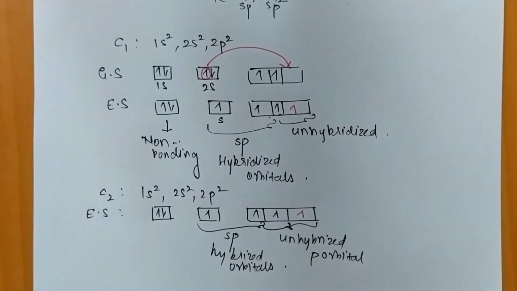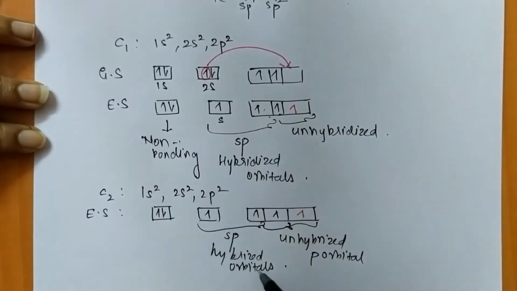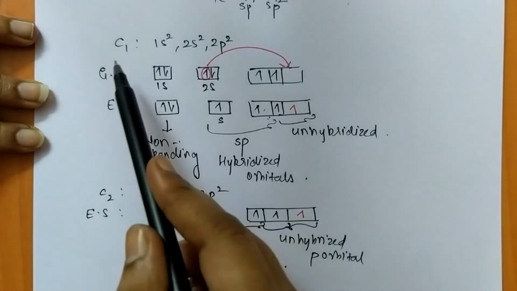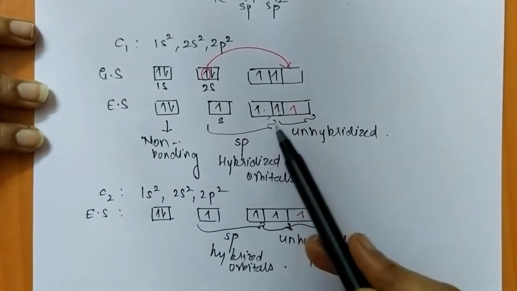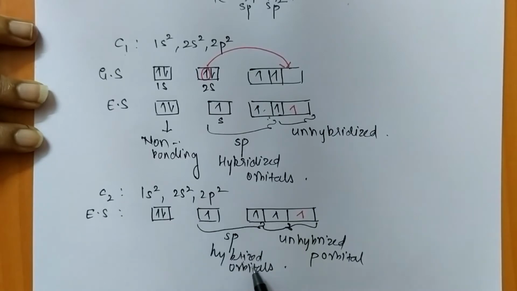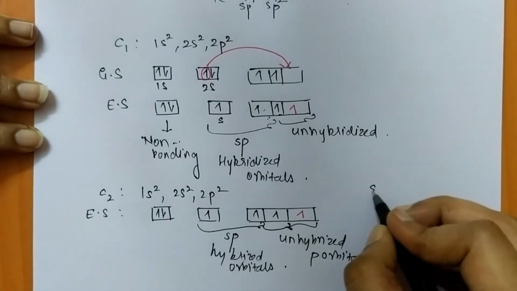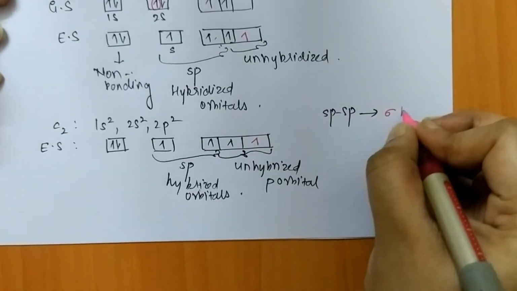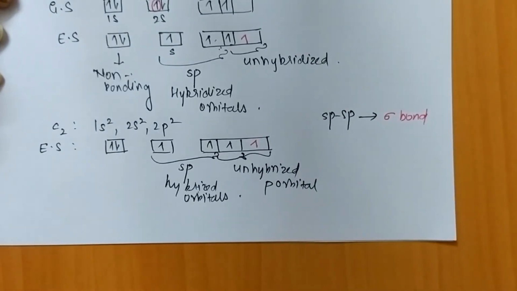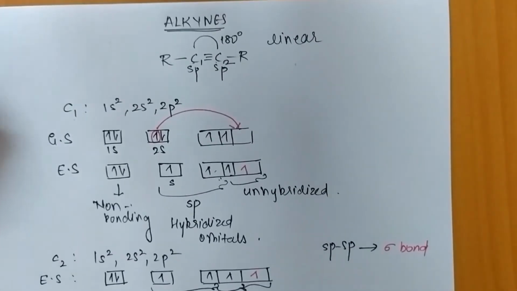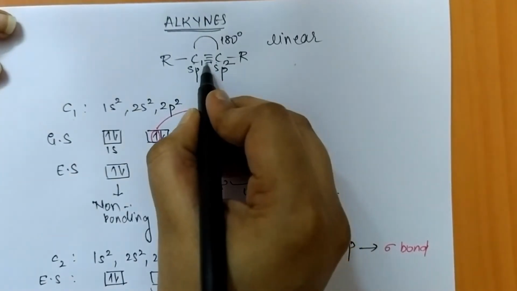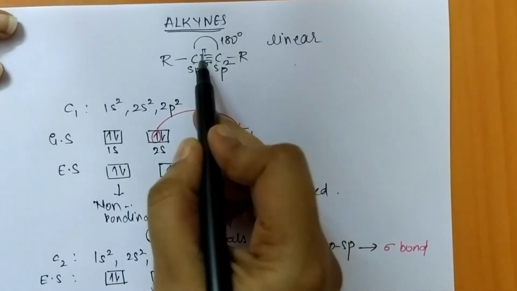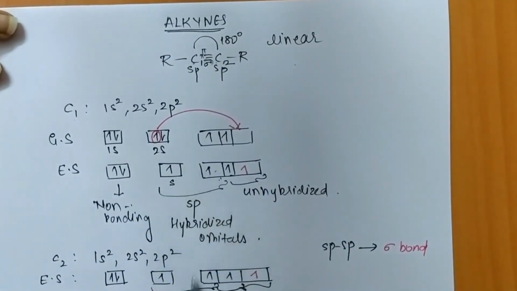Now what is exactly going to happen is that these sp hybridized orbitals are going to come together and overlap, that is, the sp hybridized orbital of C1 is going to overlap with the sp hybridized orbital of C2, and ultimately when there is an sp-sp overlap, we are going to get a sigma bond. Now in this particular triple bond, we have one sigma bond and 2 pi bonds. So out of all these three, we got one sigma bond by the sp-sp overlap.